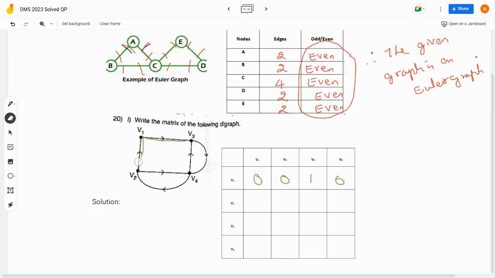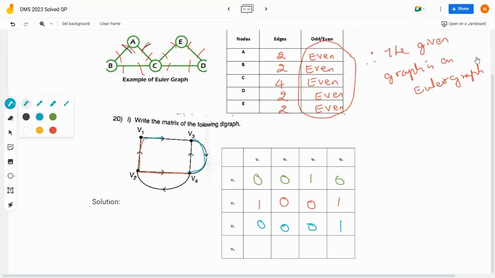Then we'll go for the next one. We'll check the condition of V2. V2 to V1, yes, we have 1. V2 to V2 we don't have, no self loop. Then V2 to V3 also we don't have. Then V2 to V4 we have 1. Then we'll go for V3. V3 to V4 we have 1. All others are incoming edges, so we don't have any for the others.